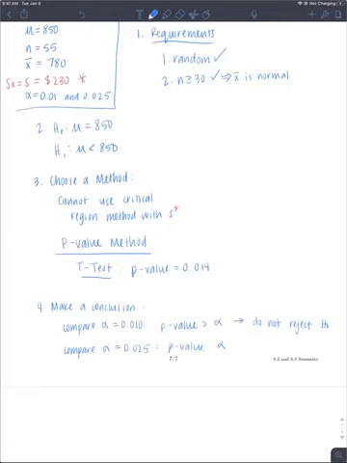Greater than? No, because, look up here, 0.014 is going to be smaller than 0.025, right? Because 0.01 is going to be smaller than 0.02. Does that make sense? So 0.01 is smaller than 0.014.